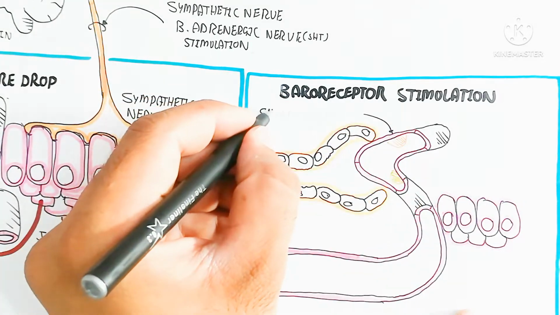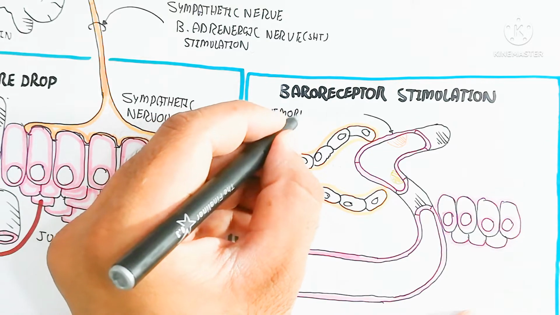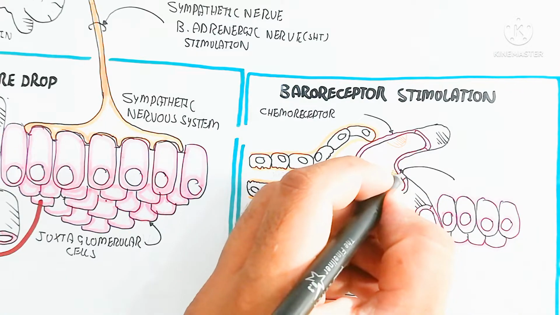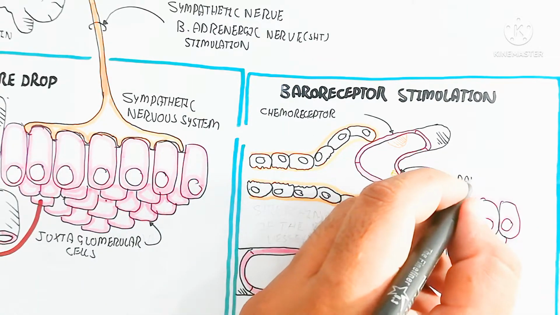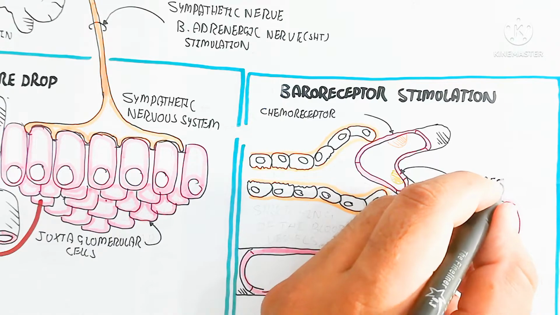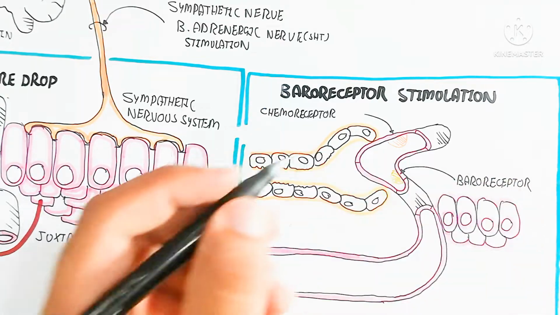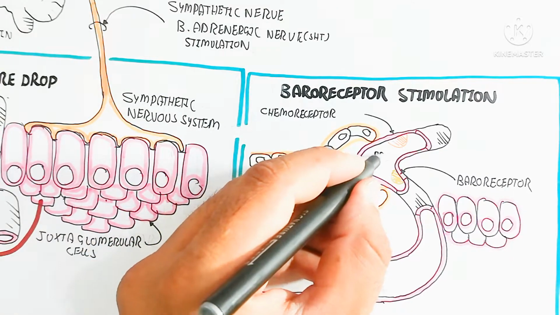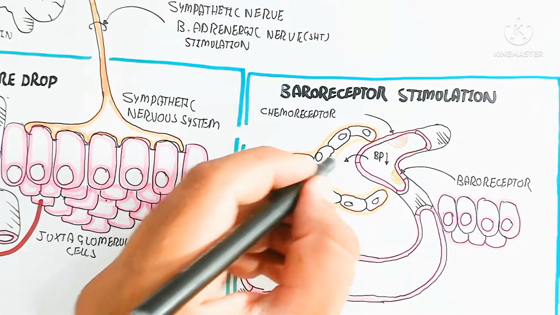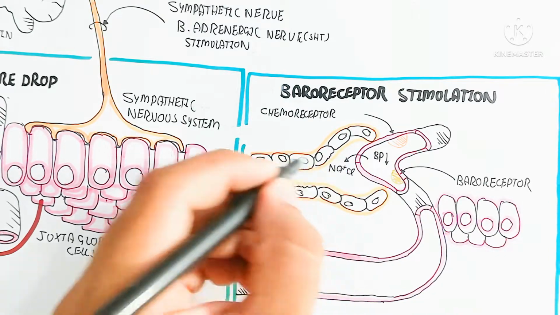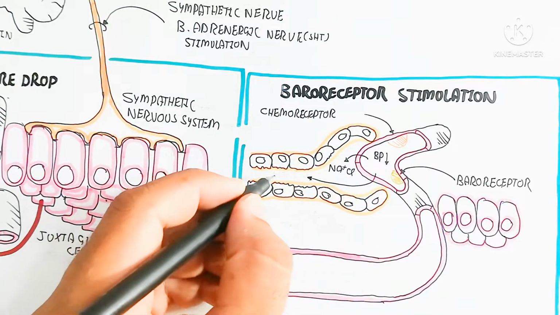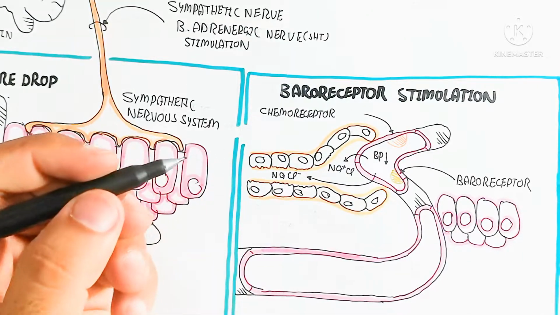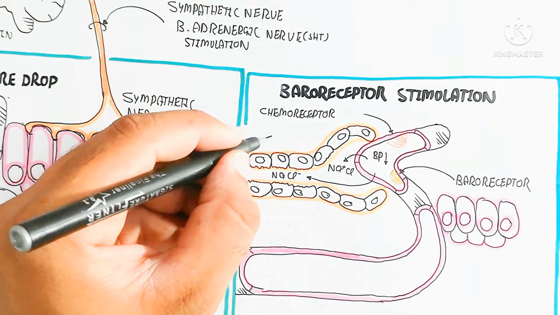This is the juxtaglomerular cell. Again I am drawing, and the chemoreceptor and baroreceptor are present here. When the stretching of the blood vessel decreases, it means the blood pressure is going to drop. After the blood pressure drops, this baroreceptor will give the signal to the juxtaglomerular cell. The juxtaglomerular cell is near the blood vessel, the efferent and afferent arterioles, so it can easily detect this, which triggers the juxtaglomerular cell to increase the release of renin into the blood circulatory system.